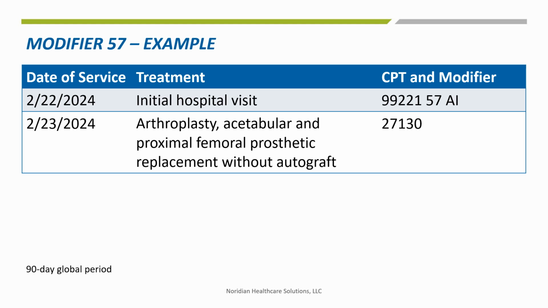Now, if the decision to have surgery was made a week ago, then modifier 57 is not necessary. In this same situation, if the surgeon saw the patient again the day before the surgery, no charges can be billed because it's part of the global package.